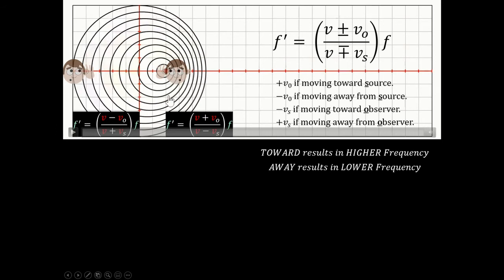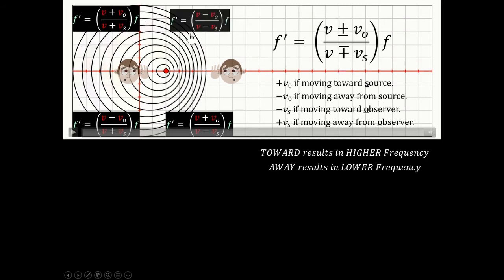If we keep that same picture where the source is moving to the right, but now the observer is also moving to the right, the source was still positive on this side and negative on this side, but this time it was moving toward the source, so the numerator is going to be getting bigger, and it was moving away from the source, so the numerator should be getting smaller.